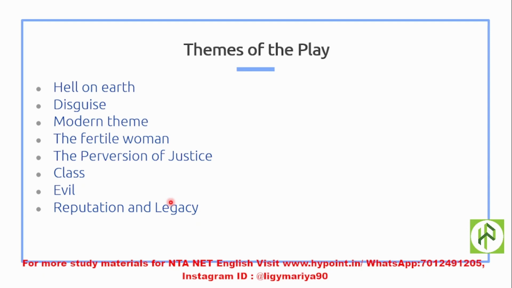Now let's see some themes of the play. Hell on earth. For the Duchess and Antonio, it was hell on earth, and disguise is another theme. Then modern themes. Marrying someone who is lower in status is something very modern. It's quite unusual that the Duchess marries her own steward. So it's a modern theme we can find here, and the Duchess, since she is a widow, and during that time widows normally wouldn't marry, but she marries. She goes against the will of her own brothers, even though they have threatened her with death.